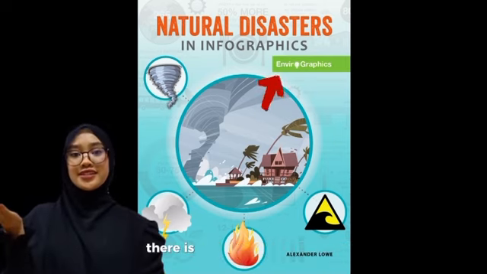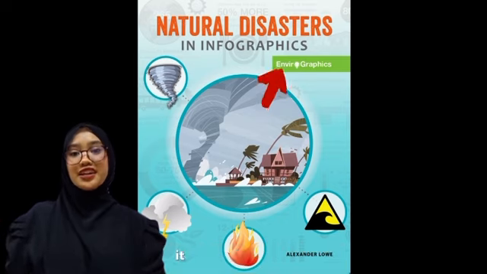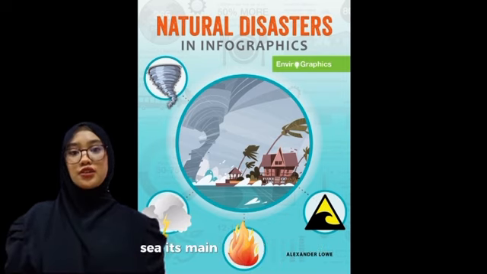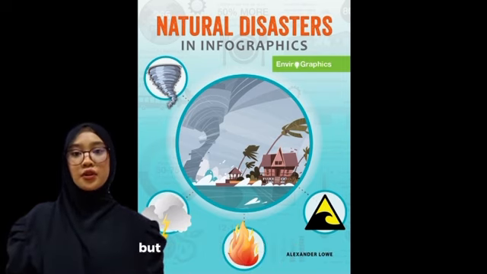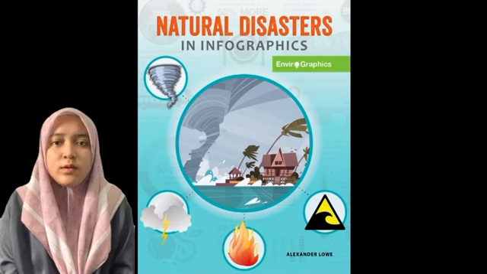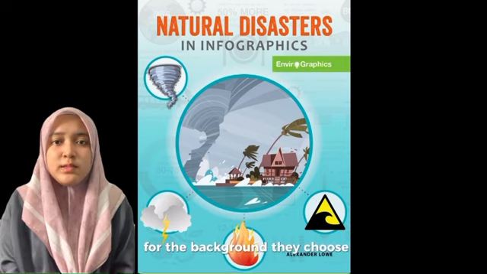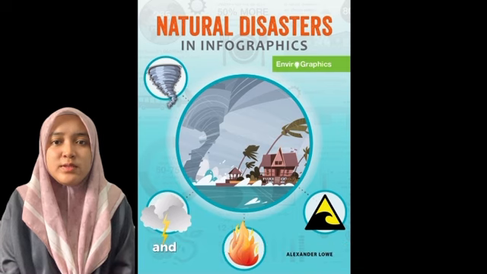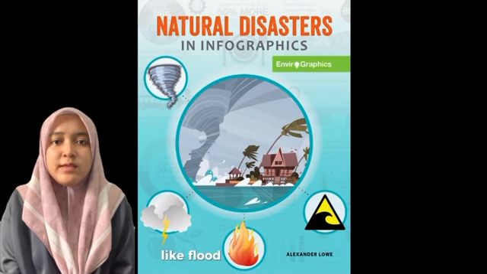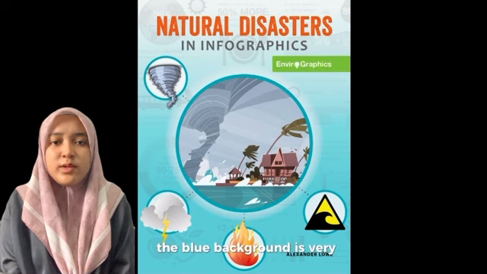On the top right, there is a green infographic label. It shows the poster belongs to Environmental Education. Its main purpose is not just the design, but also to spread awareness in a clear and visual way. For the background, we chose a soft blue color because it symbolizes cleanliness and also water-related disasters like flood and tsunami. Also, the blue background is very suitable for this poster.